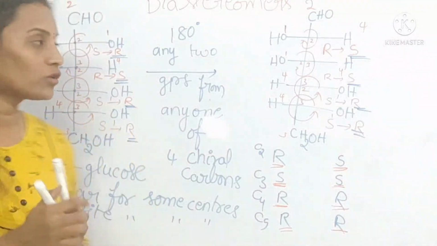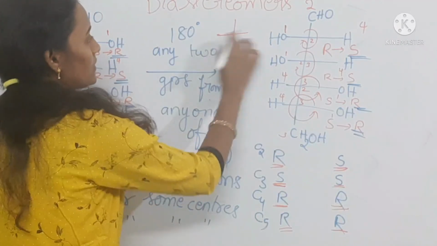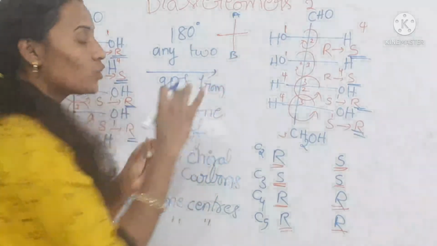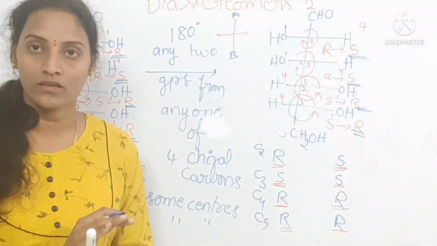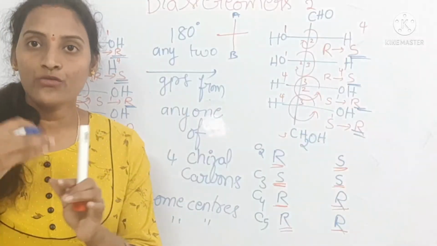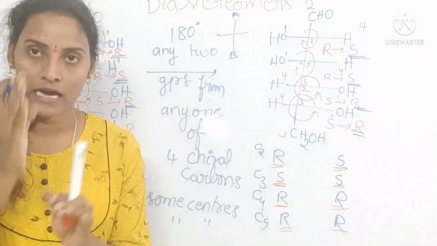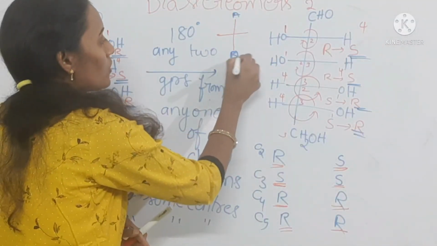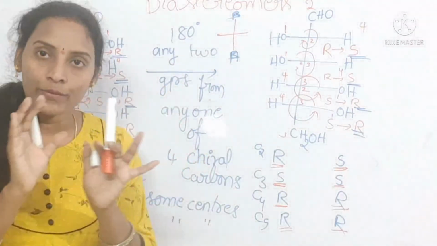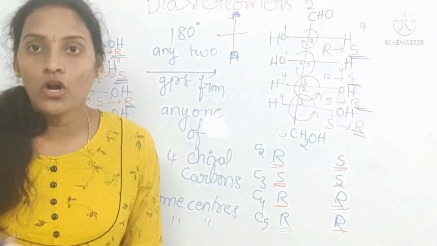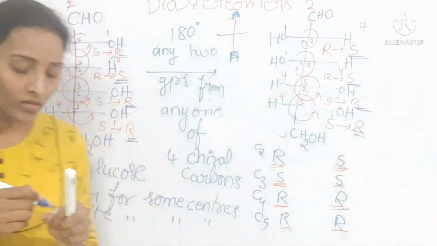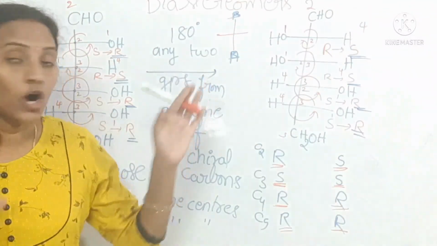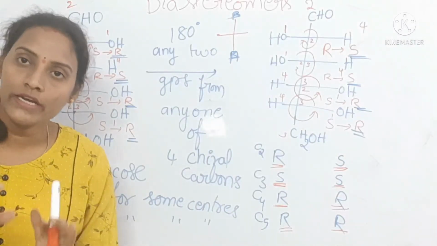In the same way, consider in-plane rotation of all groups on horizontal and vertical: this is horizontal, this is vertical. In-plane rotation means that after rotation, the groups which are present on the horizontal remain horizontal, and those on the vertical remain vertical. After rotation, this A becomes down, B becomes top. So their position will change, but their axis will not change. I hope you understand this one. So when all groups are rotated 180 degrees, you will get homomers.